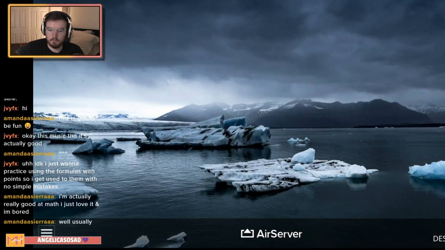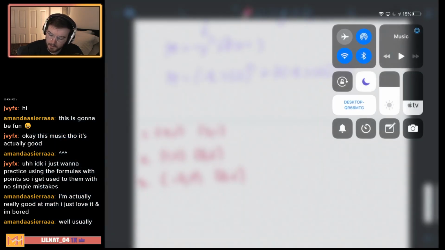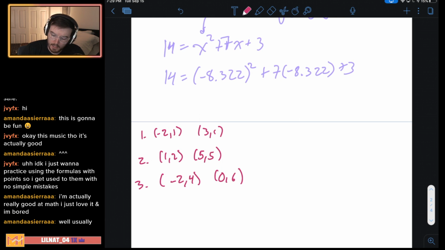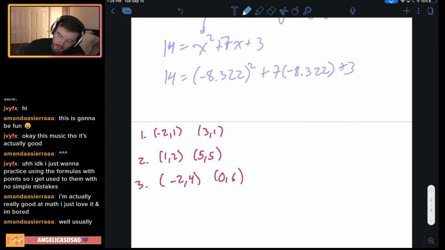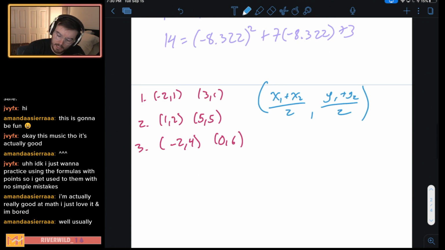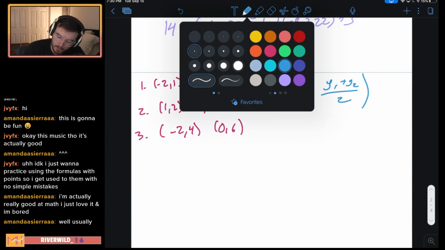Oh, I thought I was connected, apparently. Okay, so each of those problems said, find the midpoint between this point and this point. The midpoint formula is: add the x's, divide by 2, add the y's, divide by 2. That's what we were doing in class today. So let's do that for each question here.